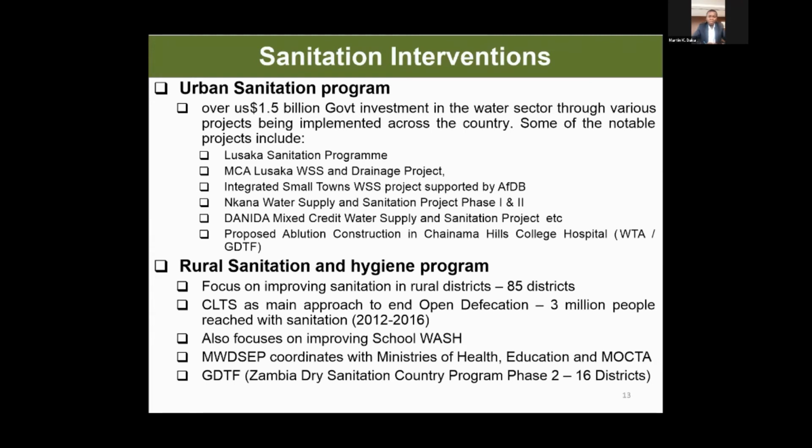So, urban sanitation programs, sanitation interventions, and most of these infrastructure developments and programs have been implemented by government, and through collaborating partner support, we have about 1.5 billion in government investments in the water sector through various projects being implemented across the country. Some of the notable projects include the Lusaka sanitation program, which has been running, the Millennium Challenge Account, Lusaka water supply and sanitation, and the drainage project.